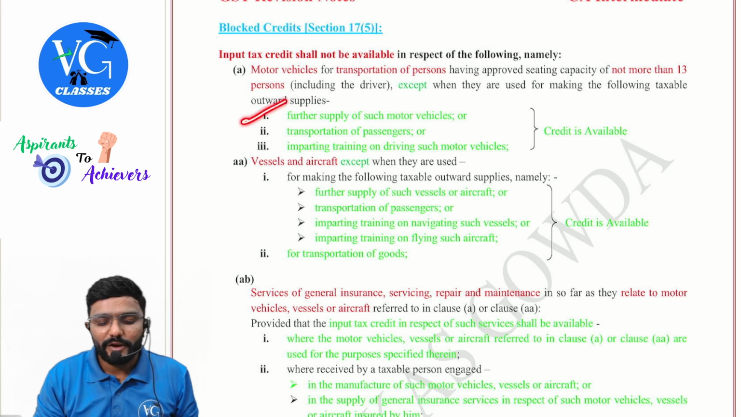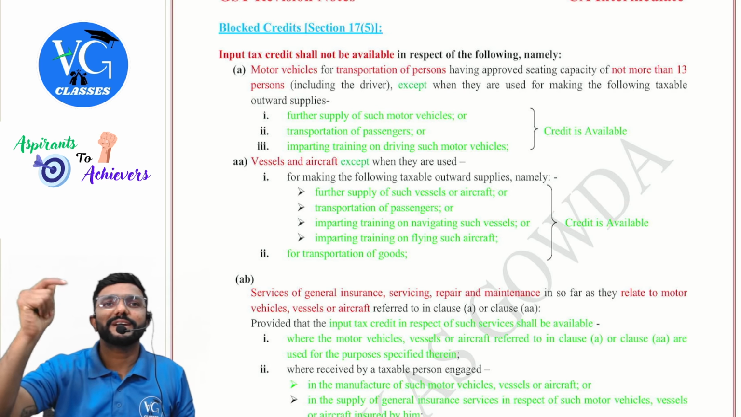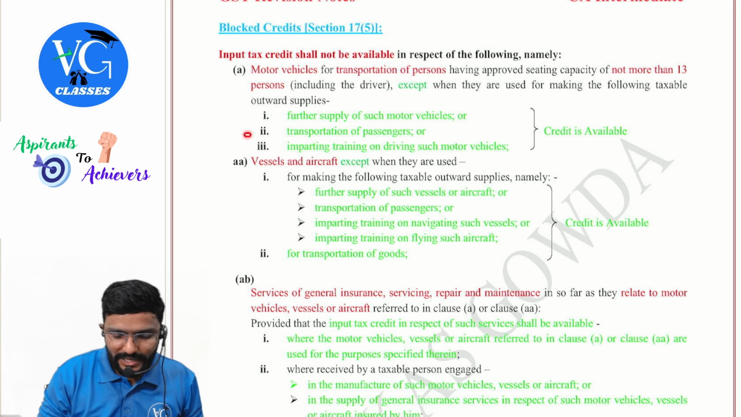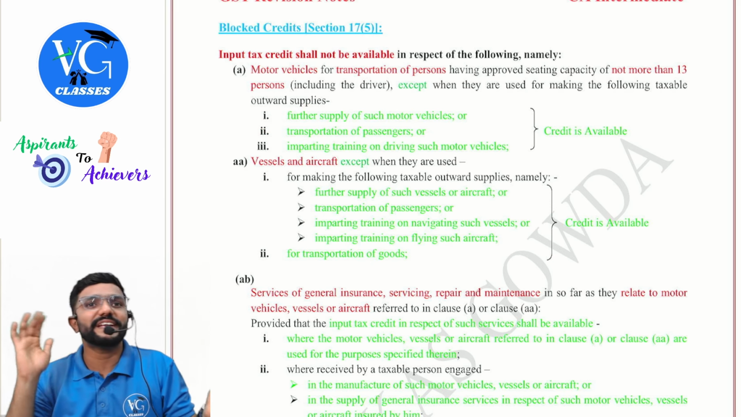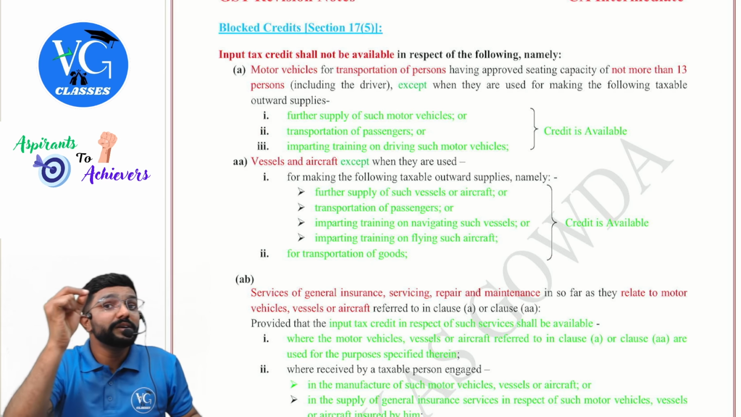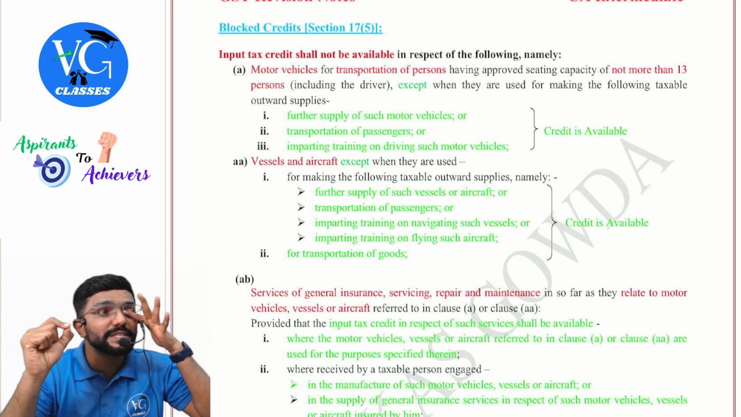For supply of such motor vehicle. Sir, I have purchased a car to further sell it. Can I claim the credit? Yes. Next, transportation of passengers. Sir, we have purchased a car to provide cab facility. Can I claim the credit? Yes. Transportation of passengers is different. Transportation of employees is different.